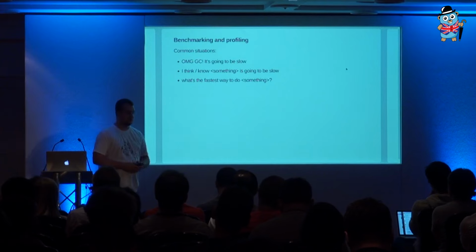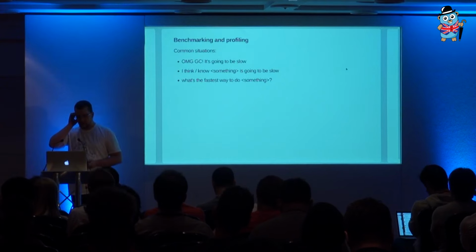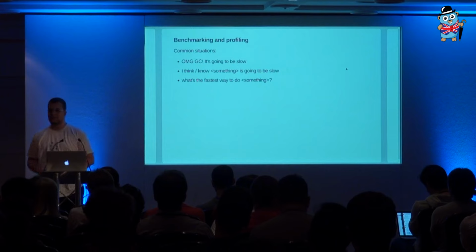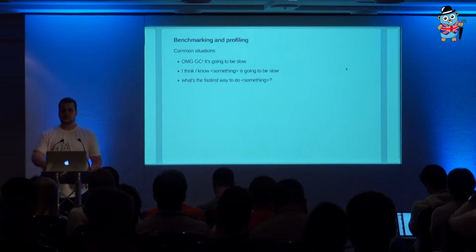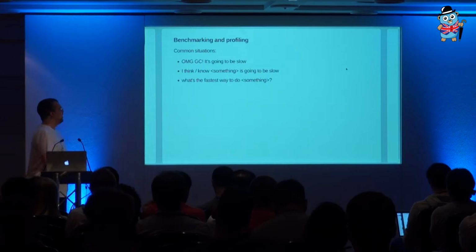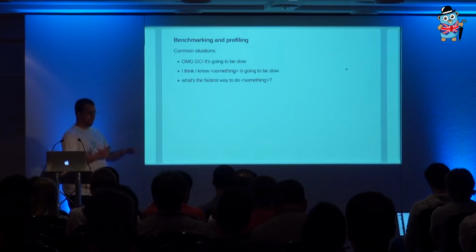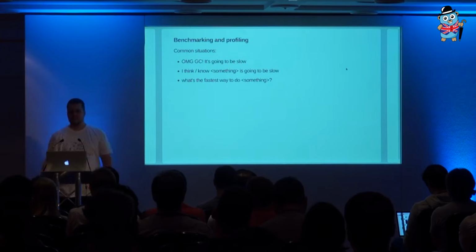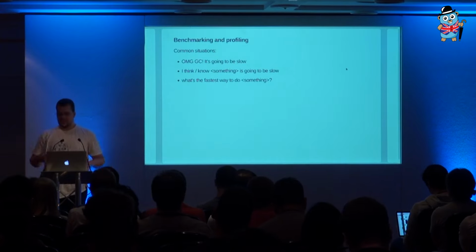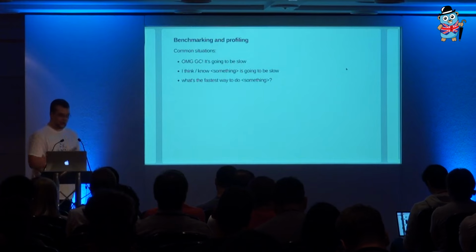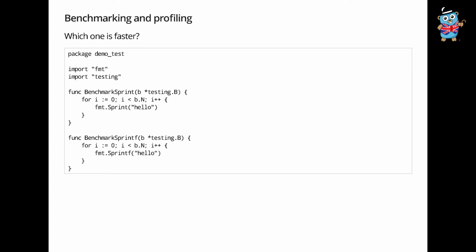Many of the questions that I've seen with regards to performance in Go are like, oh my God, it's using a garbage collector. It's going to be slow. I know it. I just know it. Or, yeah, I think this implementation will be slow. Or any other variation on that. So I want to have an experiment with you. I'll give you a bit of time to read this and think which one is going to be faster, the Sprint or the Sprintf call.